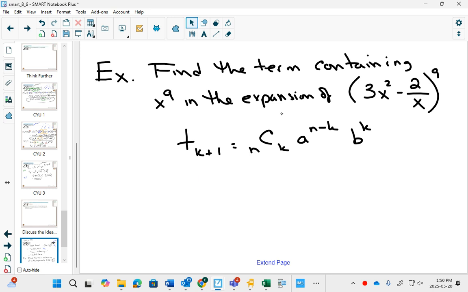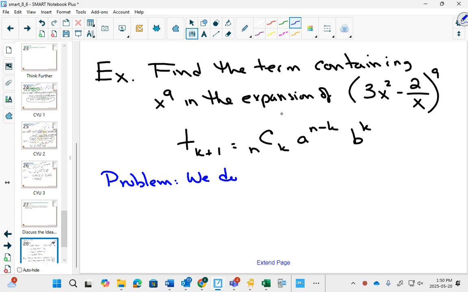Just looking at this, do we know n? Yes. Do we know k? No, because we don't know which term it is. Do we know a? Yes. Do we know b? Yes. So we've got a problem: we don't know k. Solution, find k.